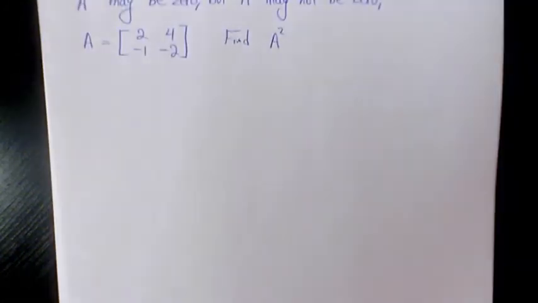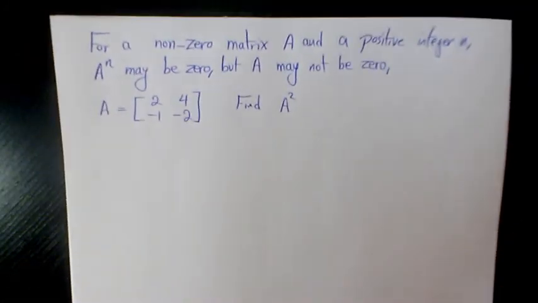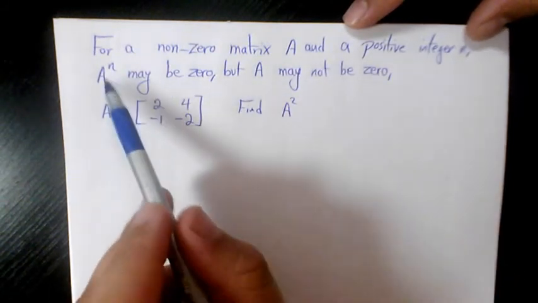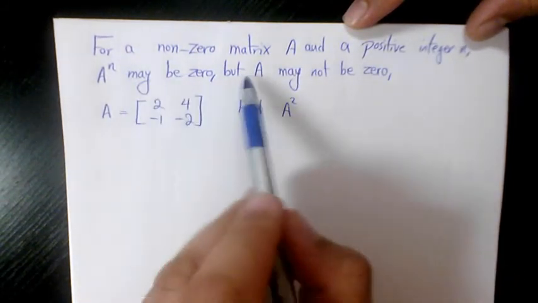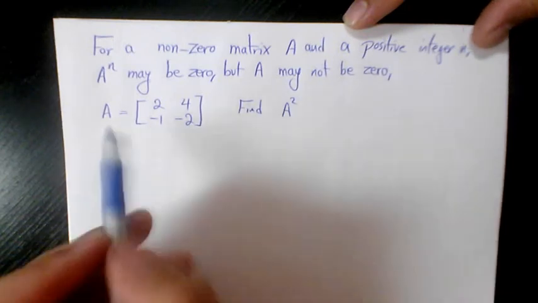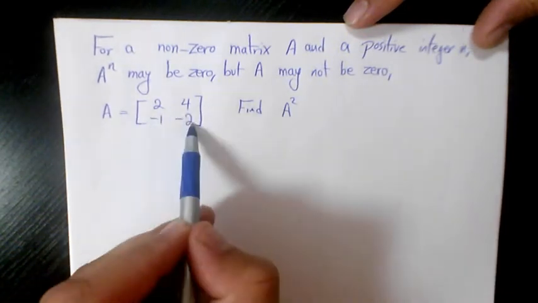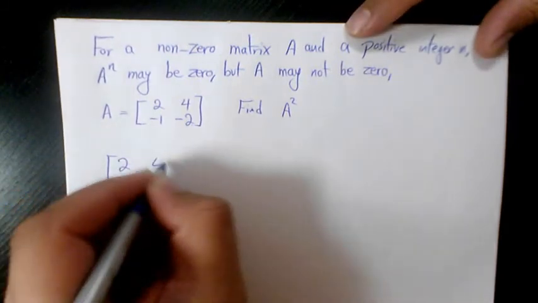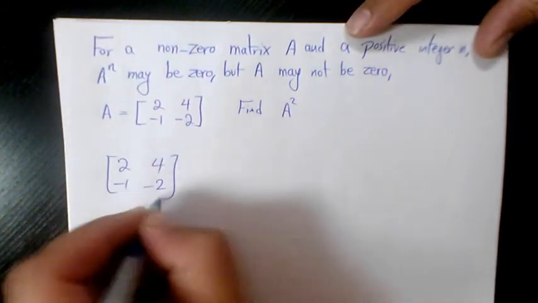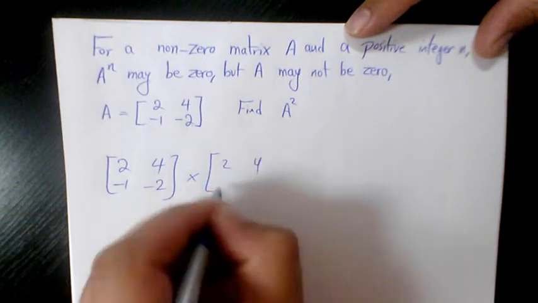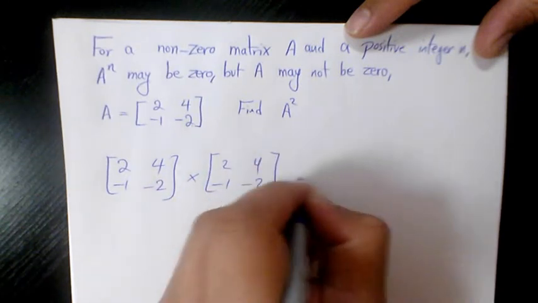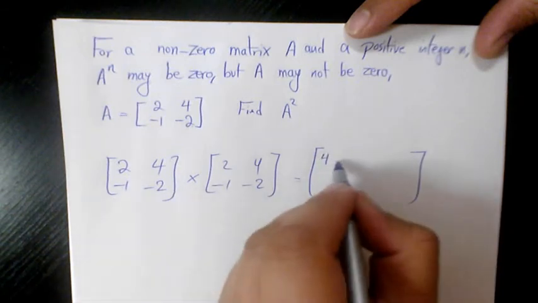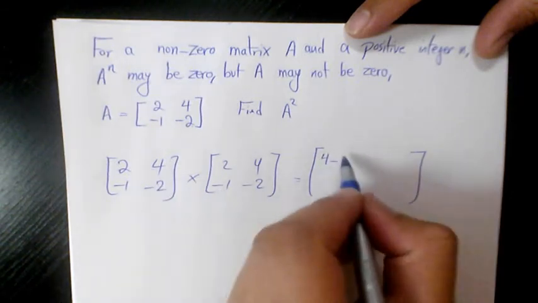Next example. For a non-zero matrix A and a positive integer n, A to the power n may be 0, but A might not be 0. For example, A is 2, 4, negative 1, and negative 2. Find A squared. So it's going to be 2, 4, negative 1, negative 2, multiplied by 2, 4, negative 1, negative 2. That's going to be 2 times 2, 4 times negative 1.